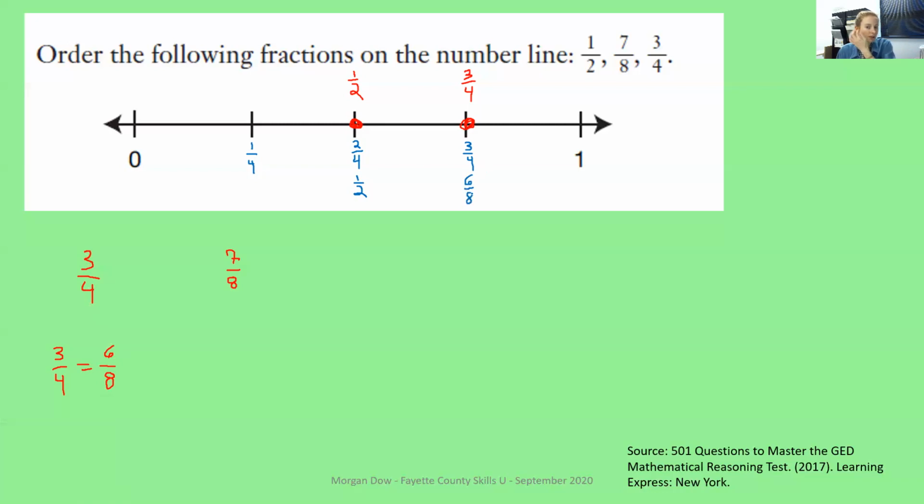This is 6/8. Where does 7/8 belong? Well, we can kind of imagine halfway in between here and 1 would be 7/8, right? Before we finally get to 1, which would be 8/8. So 7/8 is halfway in between 3/4 and 1.